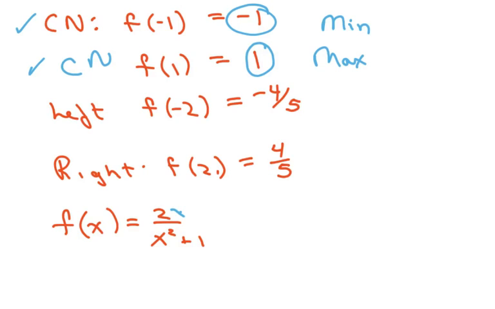This should have been an X. I knew something was off. Okay, so there's your function. So anyway, there's your min and max. They do not happen at your left and right endpoints.